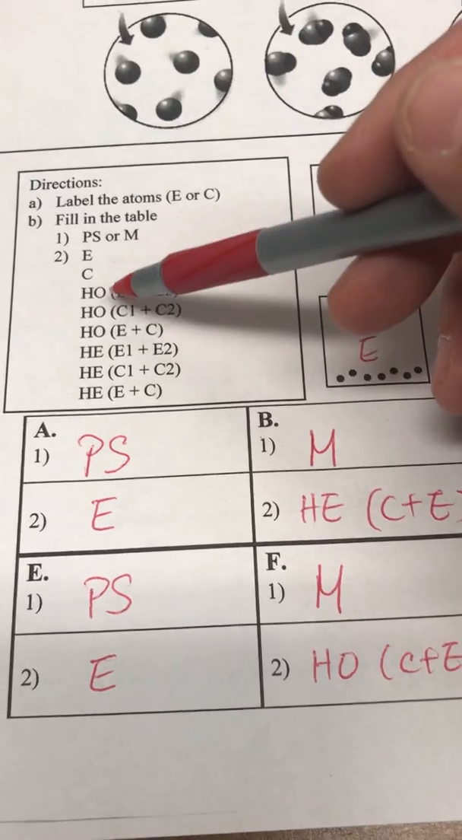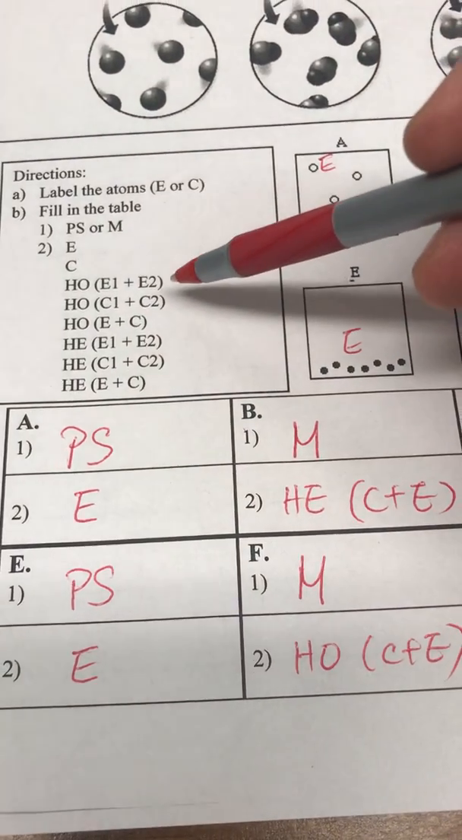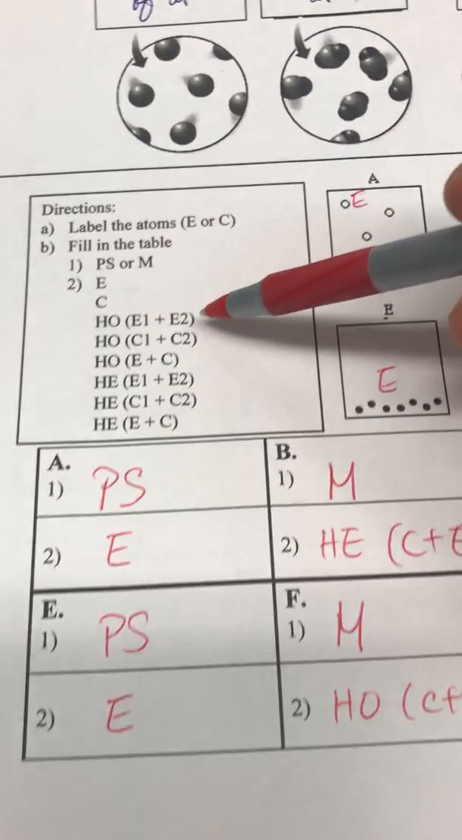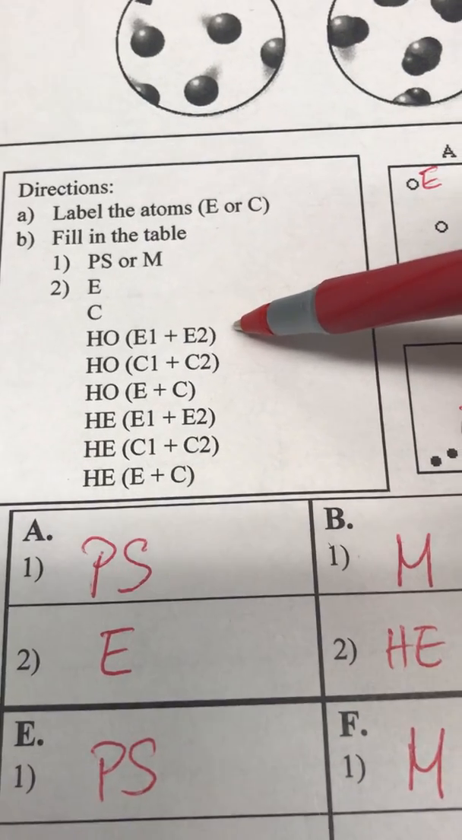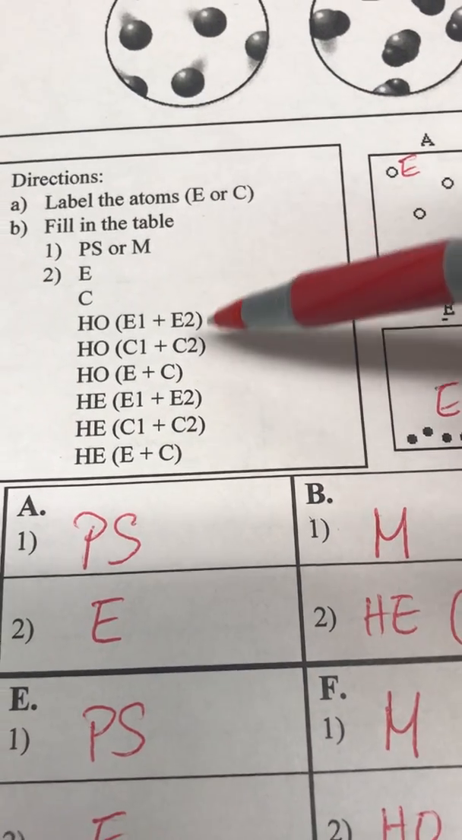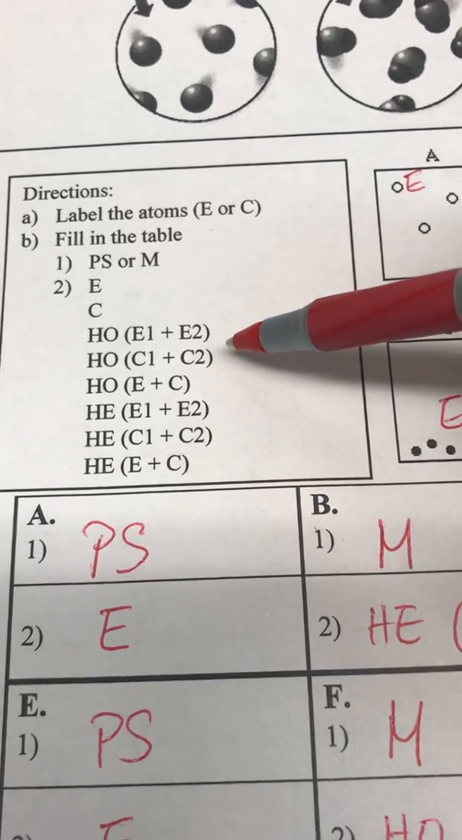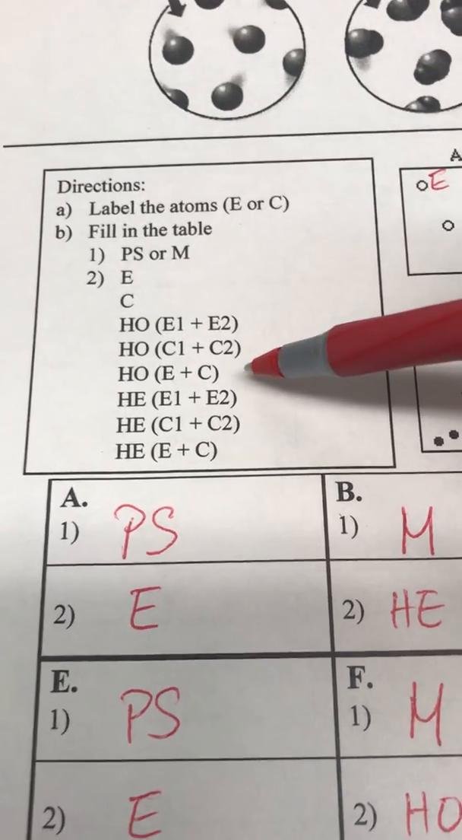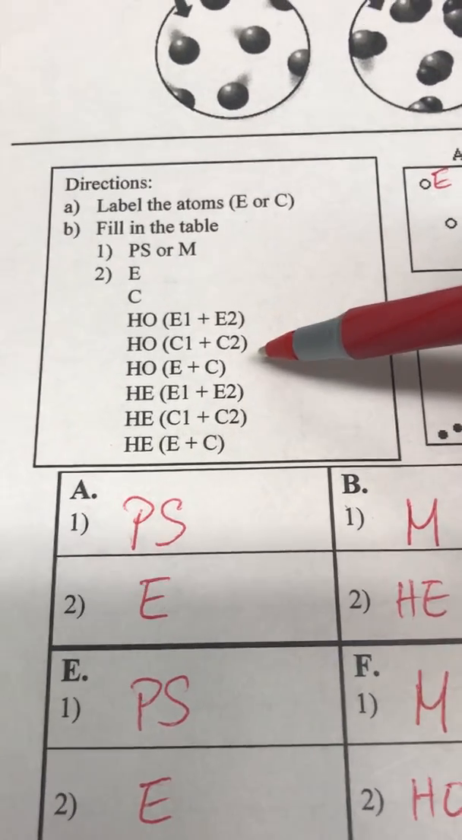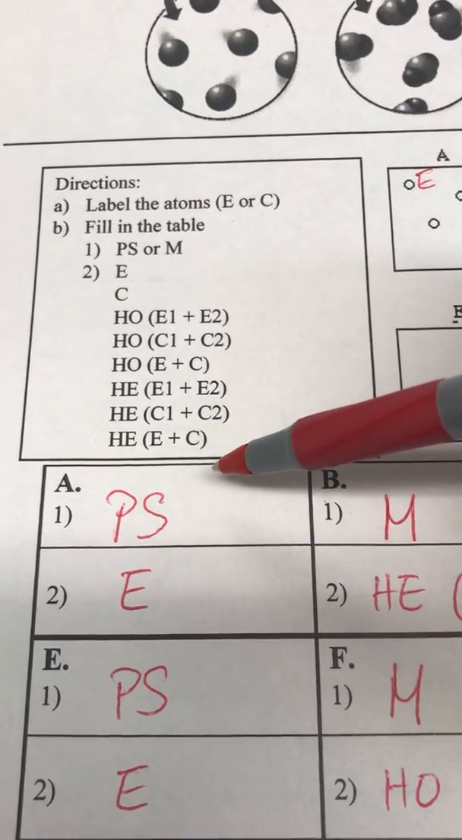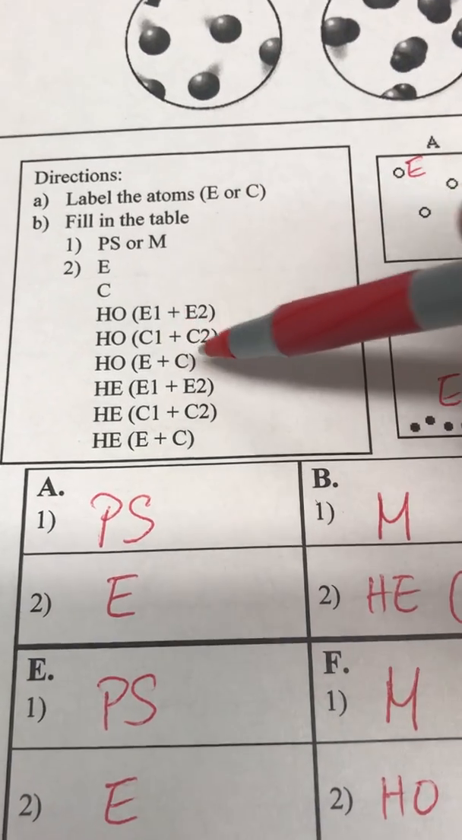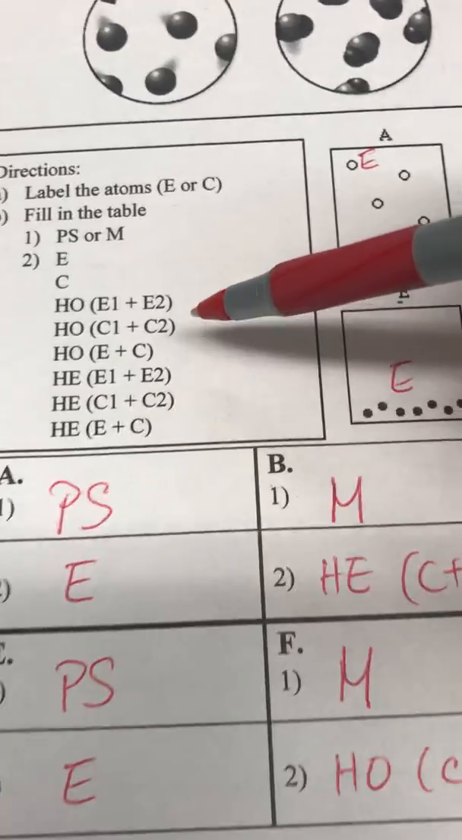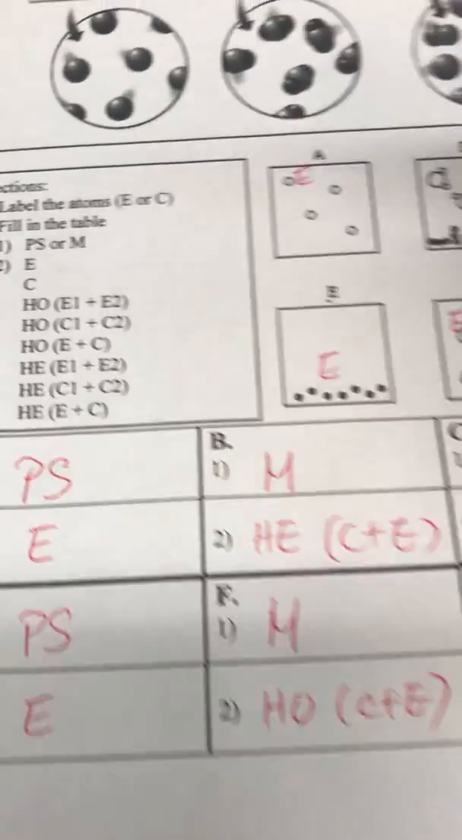And then the second level will be either element or compound, homo or hetero. Now if they're homo, you need to tell me particularly, for example E1 plus E2. That means it is a homogeneous mixture of two different kinds of element, homogeneous mixture of two different kinds of compound, or homogeneous mixture of one element, one compound, and same thing for hetero. Now please note that E plus C or C plus E is the same thing. I don't care which one you start with.